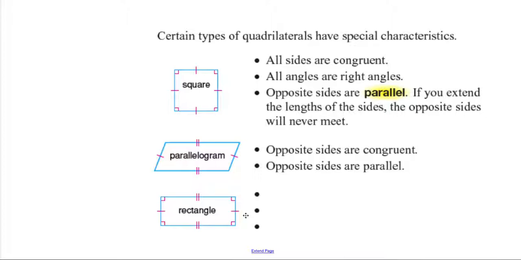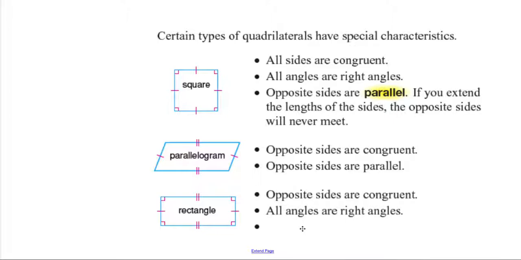And finally, the rectangle. Again, if you notice, opposite sides of rectangles are congruent as indicated by the two slash marks and the one slash mark. And all four angles are right angles. So in a rectangle, opposite sides are congruent, all angles are right angles, and opposite sides are parallel to each other.